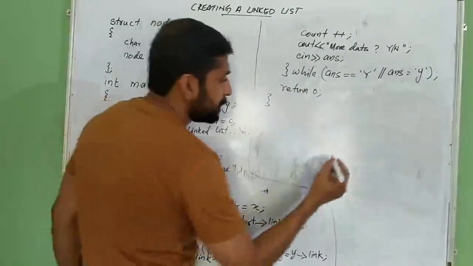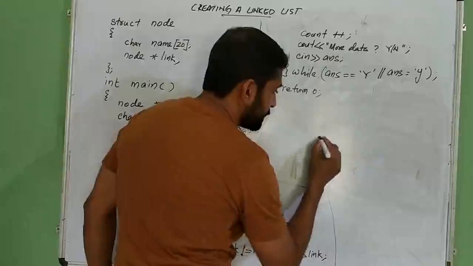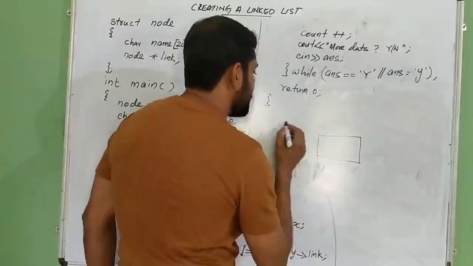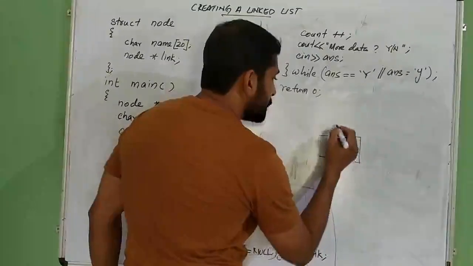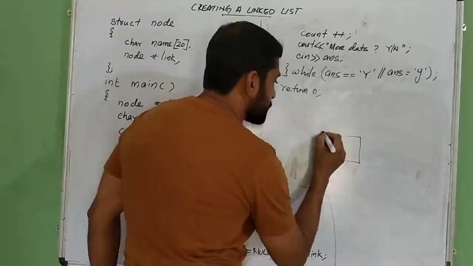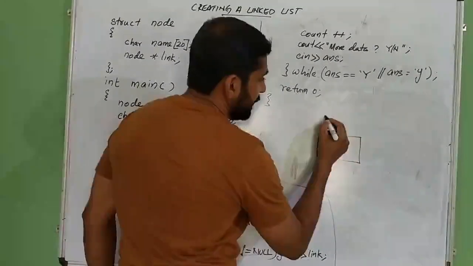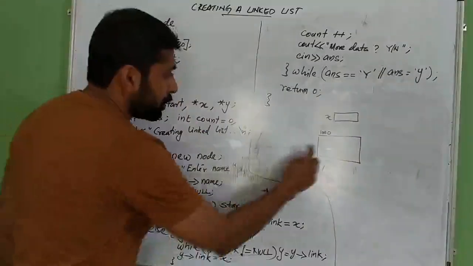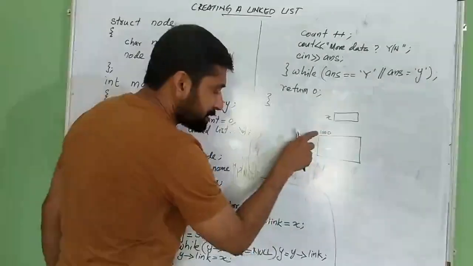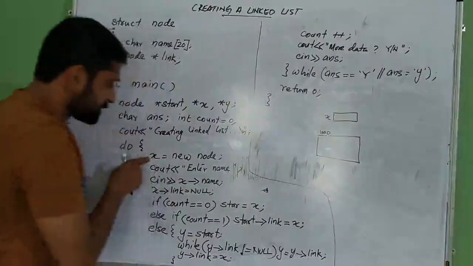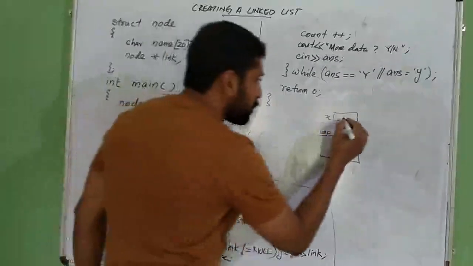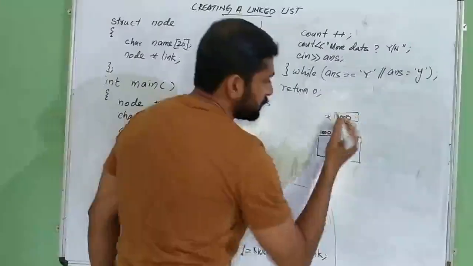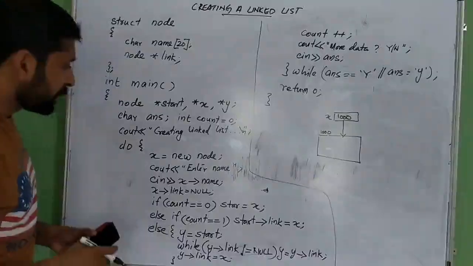What happens? A node will be created. Its address, let it be 1000. X is a pointer, we know that. So new node memory is allocated, its base address is 1000. That address is assigned to x. So x points this node. This contains 1000.